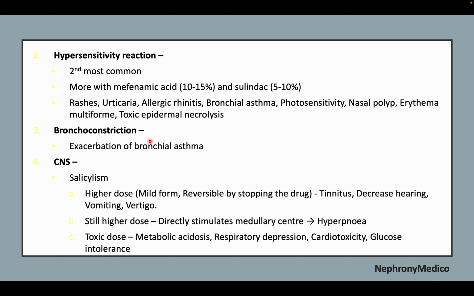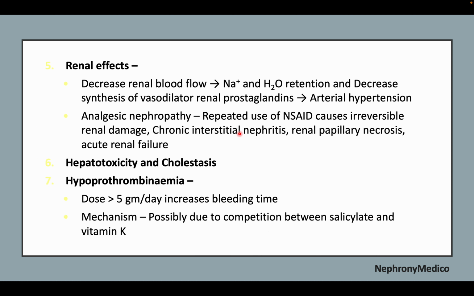It may lead to bronchoconstriction with exacerbation of bronchial asthma. On the CNS, the higher dose leads to tinnitus, decreased hearing, vomiting, and vertigo. On toxic dose, there is metabolic acidosis, respiratory depression, cardiotoxicity, and glucose intolerance. On higher doses, there may be hyperpnea. Renal effects include arterial hypertension and irreversible renal damage, chronic interstitial nephritis, renal papillary necrosis, and acute renal failure.